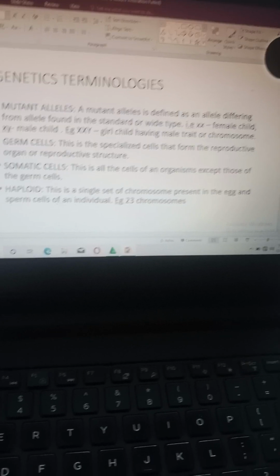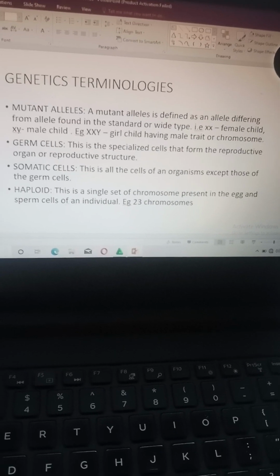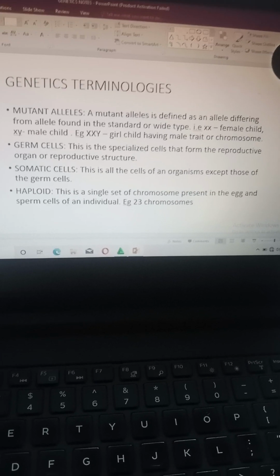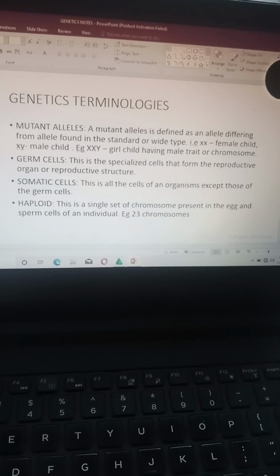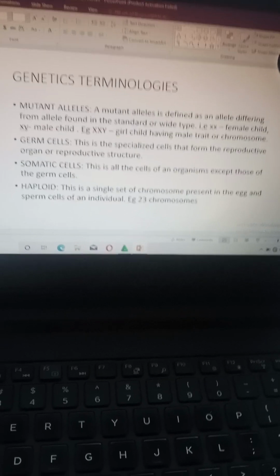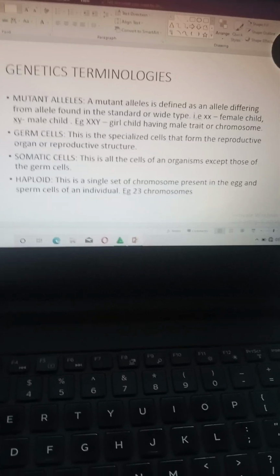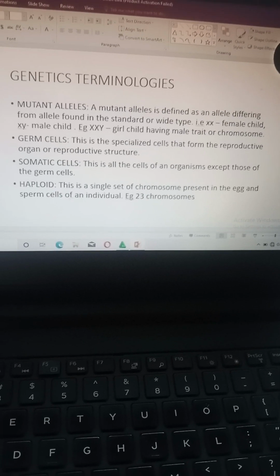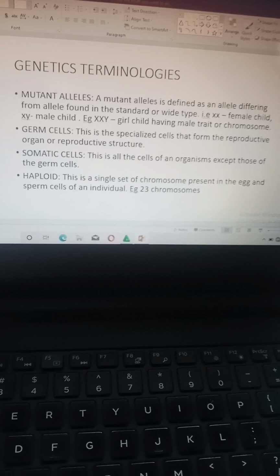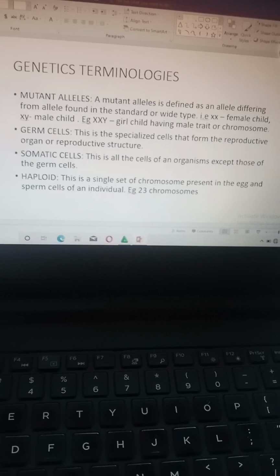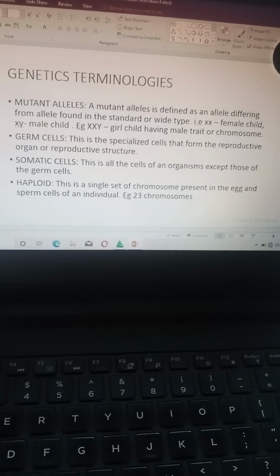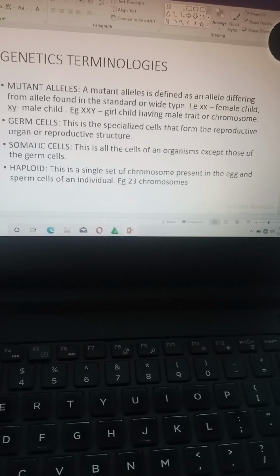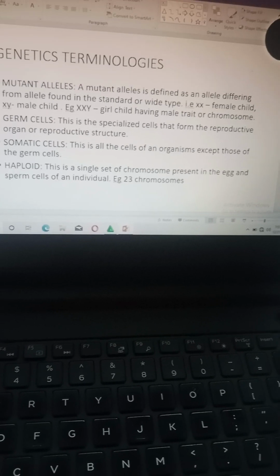What is the standard here? We've talked about the sex chromosome: XX for a female child, then XY for a male child, and that is the standard. Then when mutation occurs, which I've already shown you earlier, you see the example there of a child with XXY, and you know this XXY is not in the standard. The standard is XX or XY. Then what does this mean? It's already a mutant allele, expressing the character of a girl child having male traits or chromosome.